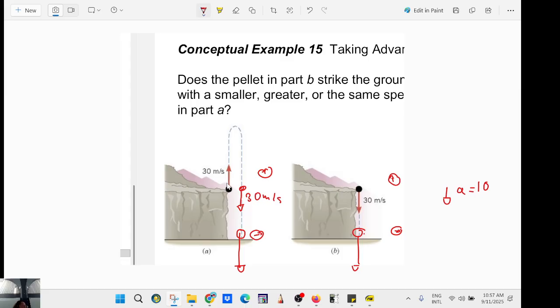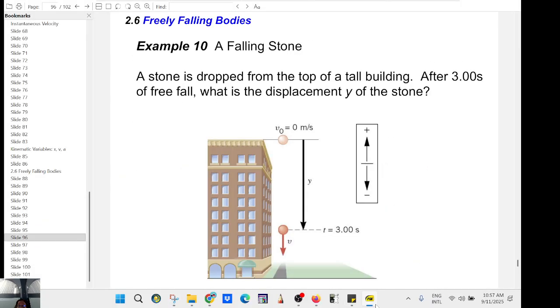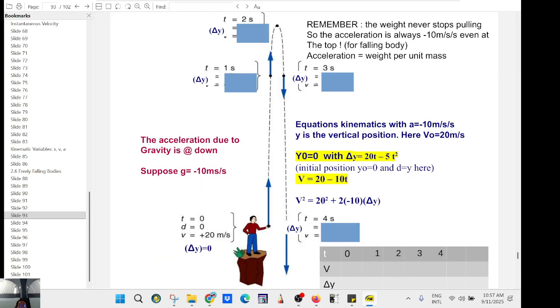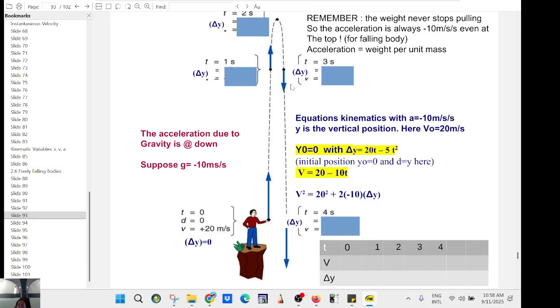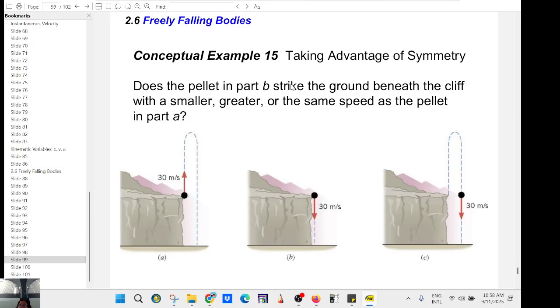Which one will take more time in the air? Yes, the first one, because it goes high and then comes back. But the final velocity will be the same, because we have a nice symmetry. You can see the symmetry here. If you neglect air resistance, it takes as much time to go up as it takes to go down. And when they are at the same location, the same magnitude of the velocity, of course, not the same velocity. Yes, correct.